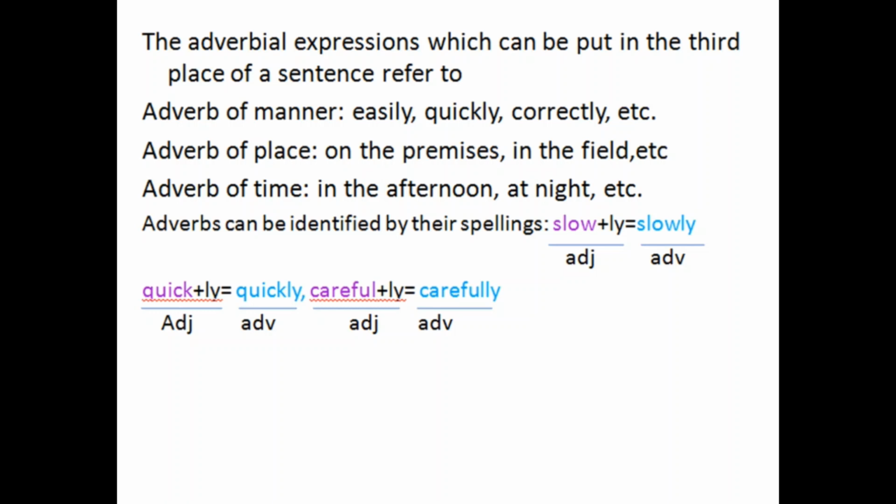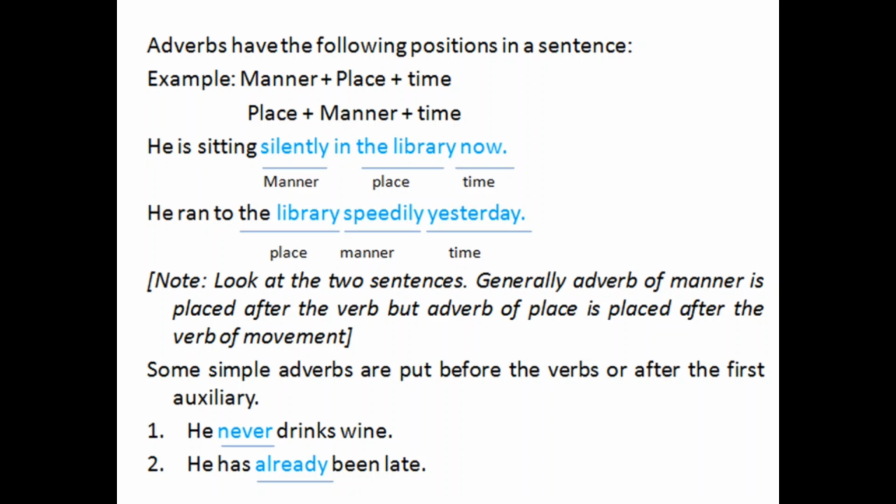Adverbs have the following positions in a sentence. Look at the example. Manner plus place plus time, and place plus manner plus time. Look at the sentence. He is sitting silently in the library now. Here silently is the adverb of manner, in the library is the adverb of place, and now is the adverb of time. Here manner plus place plus time structure is followed.